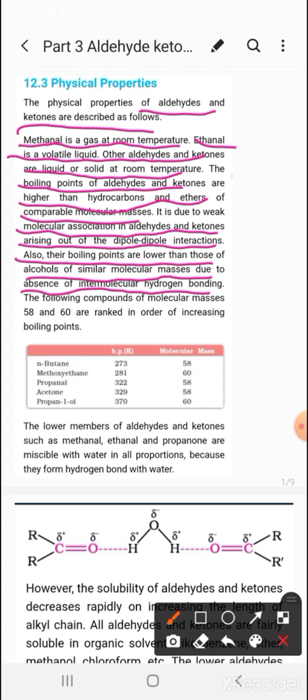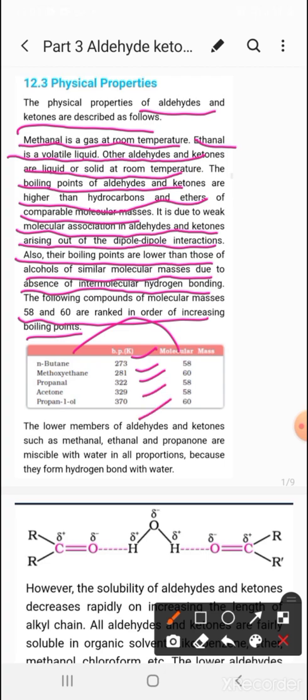The following compounds of molecular masses like 58 and 60 are ranked in order of increasing boiling point. Like you can see here, the butane 58, methoxyethane 60, propanone 58, propanol 60. You can see the boiling points like 273, 281, 322, 329, and this again alcohol is 370.